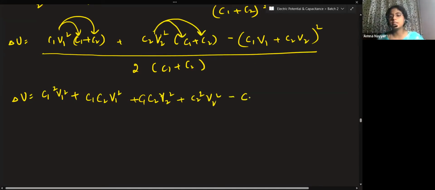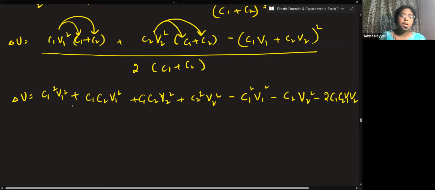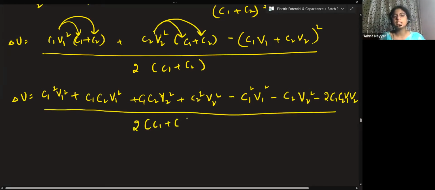Then minus C1 V1, okay, this identity we can open. C1 square V1 square, and since this is minus, this will be minus C2 square V2 square minus 2 C1 C2 V1 V2. This will be the whole thing that is there. Now see, some things will get cancelled, and in the denominator you have 2 times C1 plus C2. So is anything getting cancelled? Yes, the C1 square V1 square is getting cancelled, and this is getting cancelled. Now nothing else is getting cancelled.